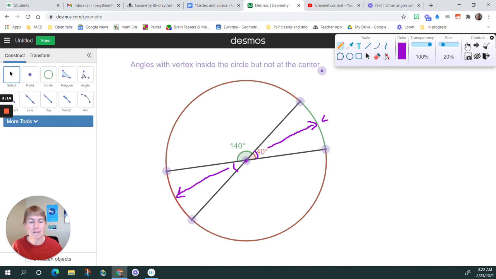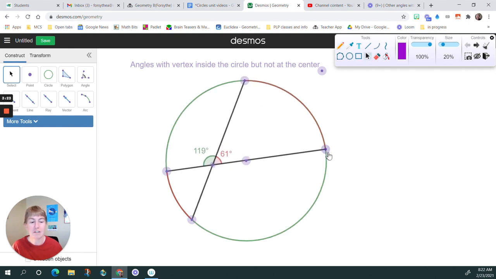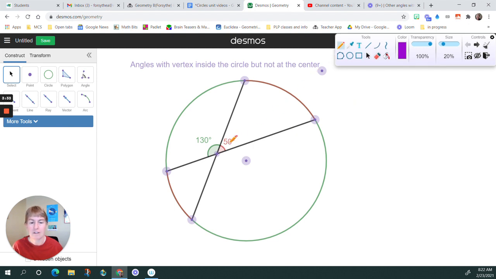In general, though, when it's not a central angle, maybe one of them goes through the center, but that point's not at the center, average your two arcs to get your angle. And again, if I want this angle, it's always the arc that it's pointing at and the one opposite.